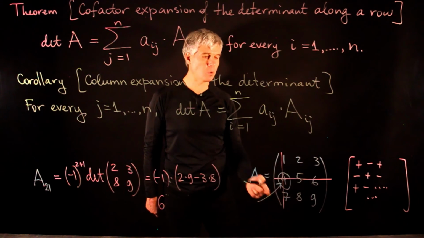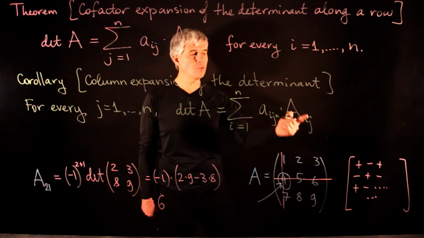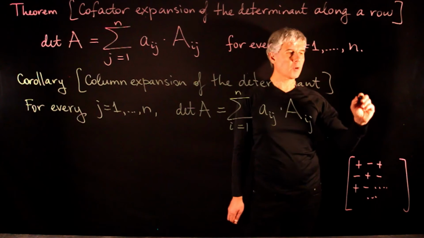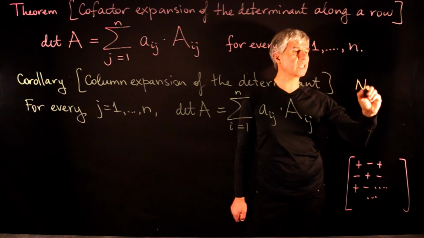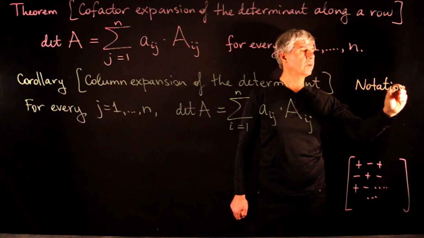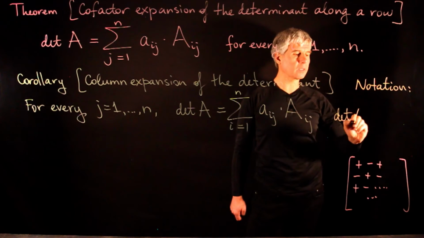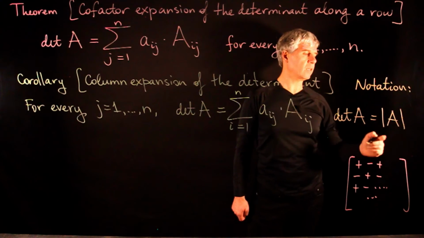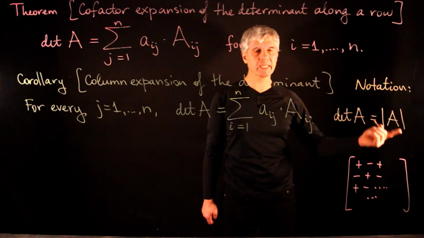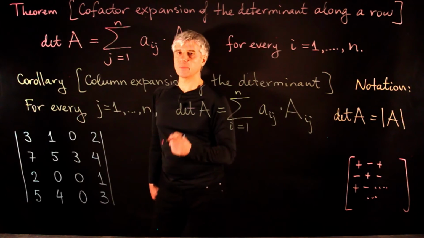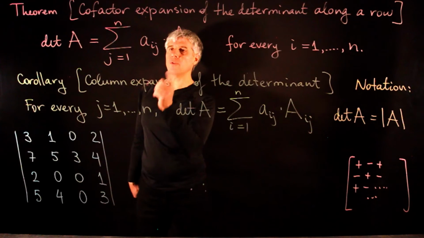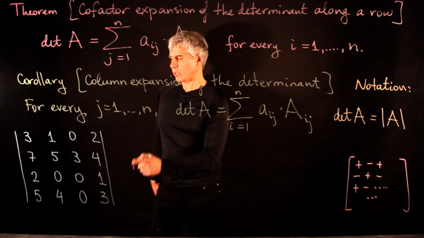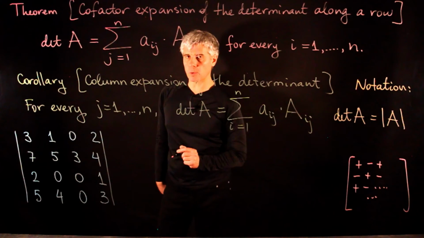So we fix one of the columns in the matrix, and we take the cofactor expansion of the determinant along that column. From now on, we will use the following shorthand notation. Instead of writing the words determinant of a matrix A, we will write matrix A in vertical bars, and this will stand for the determinant of the matrix. Computationally, the method of cofactor expansion works very well on matrices with lots of zeros. So let's compute the determinant of the following 4x4 matrix.